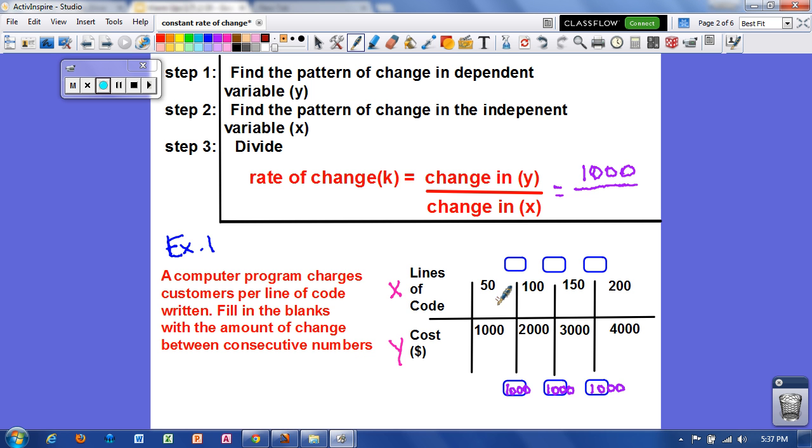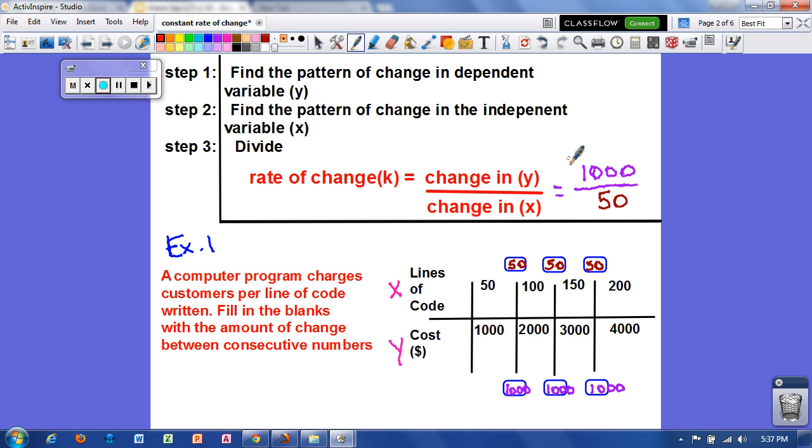Now let's talk about the change in x. So we're going from 50 to 100. So we're going up 50. Then we go from 100 to 150. We're going up 50 again. And then 150 to 200. So we are going up 50. So that means that our change in x is 50. Now we have 1,000 divided by 50, so let's go ahead and work that out.